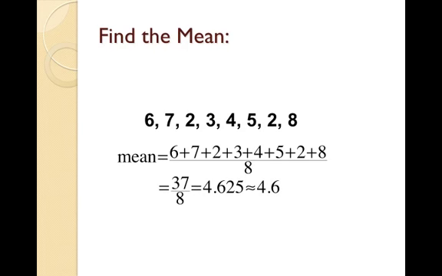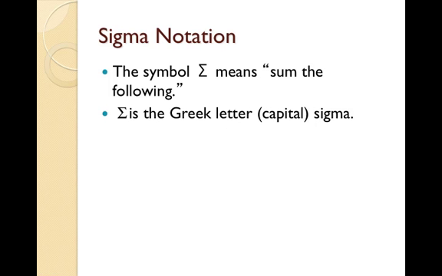So if I find the mean of 6, 7, 2, 3, 4, 5, 2, 8, I just add all those values together. There's 1, 2, 3, 4, 5, 6, 7, 8 values. So I divide by 8. And so I get 4.625. And typically we round means to one more decimal place than what the data were actually recorded in. So since we've got 6 and 7, we've got whole numbers, we go to the nearest tenth.